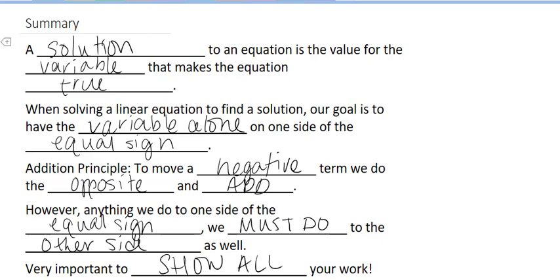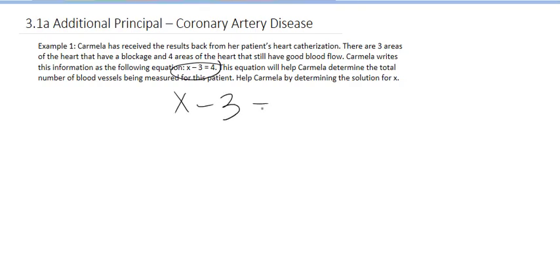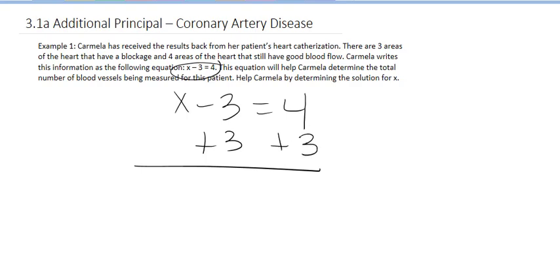So let's go back to our problem. So we have an equation of x minus 3 is equal to 4. So using our addition principle, we need to add 3 in order to place x by itself. However, if we add 3 on the left, we will add 3 on the right hand side. So we have minus 3 plus 3.